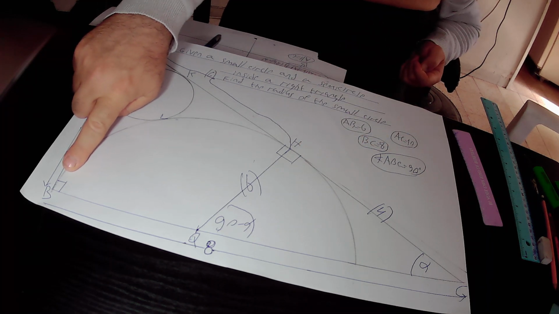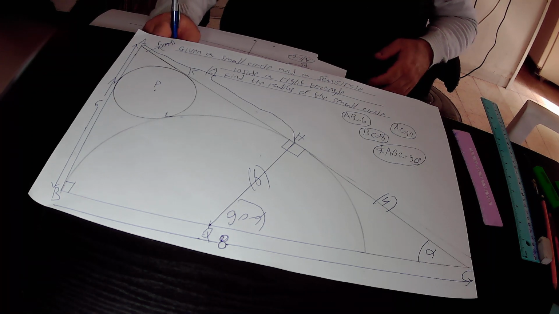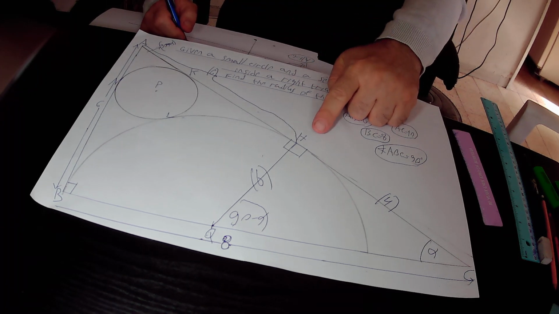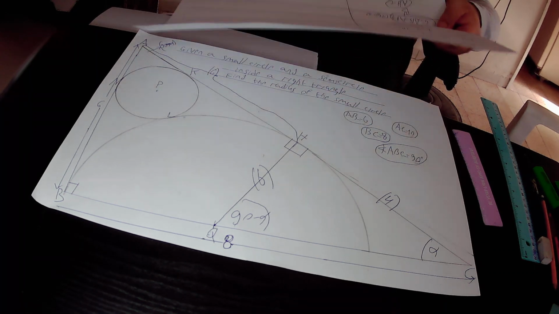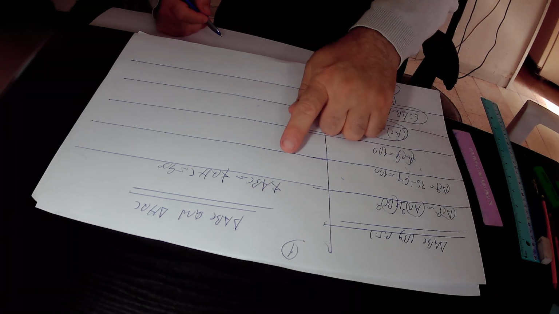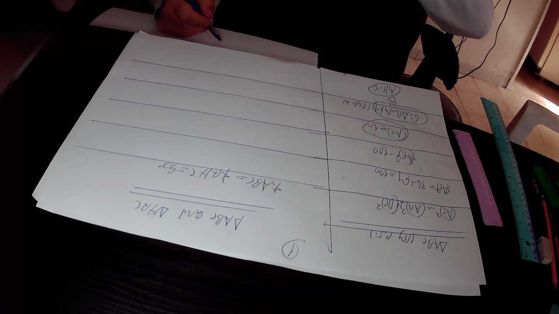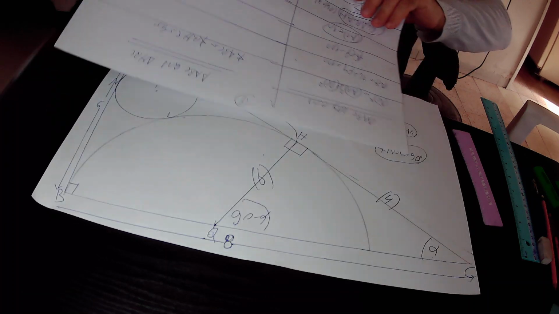So actually this is angle ABC in the big right triangle ABC, and it is equal to this angle, which is actually angle QHC in the small right triangle HCQ. So to repeat again, angle ABC in the big right triangle ABC equals angle QHC in the small right triangle HCQ. They are both equal to 90 degrees, therefore they are equal to each other.